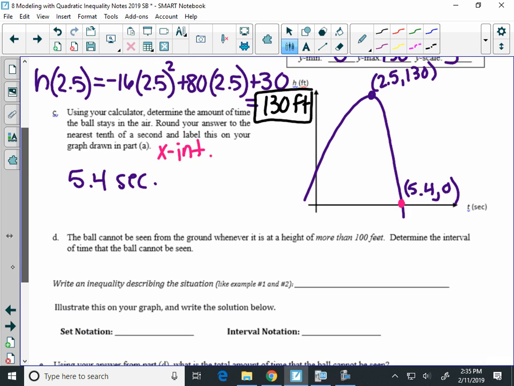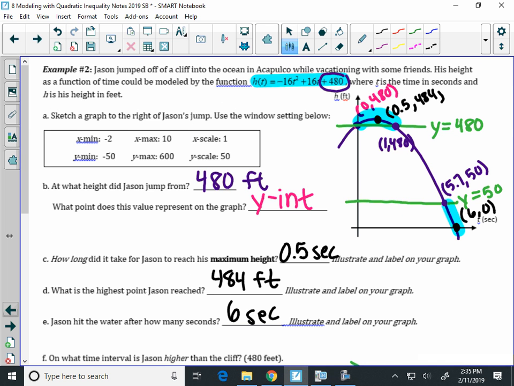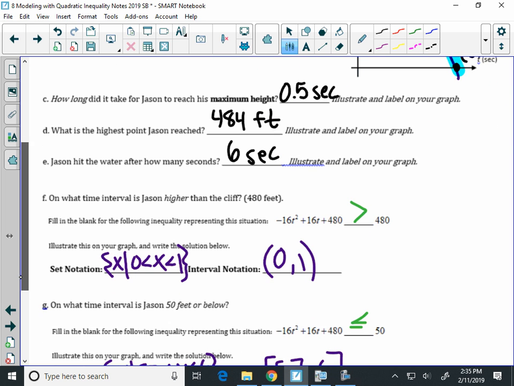Now this next part says the tennis ball cannot be seen from the ground when it is at a height of more than 100 feet. So we're going to determine the time interval that we cannot see the tennis ball. Now it says write an inequality describing this situation, just like example 1 and 2. What that means is we want to write an inequality that looks like these. We're going to include the quadratic equation, a symbol, and the height we are comparing this to.